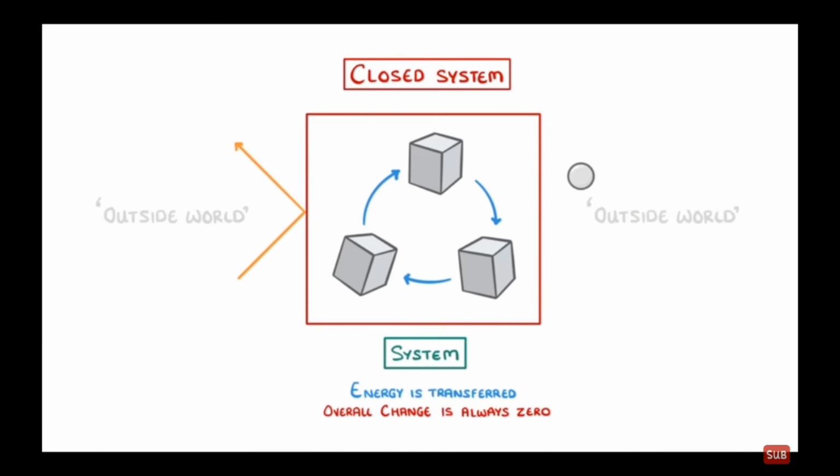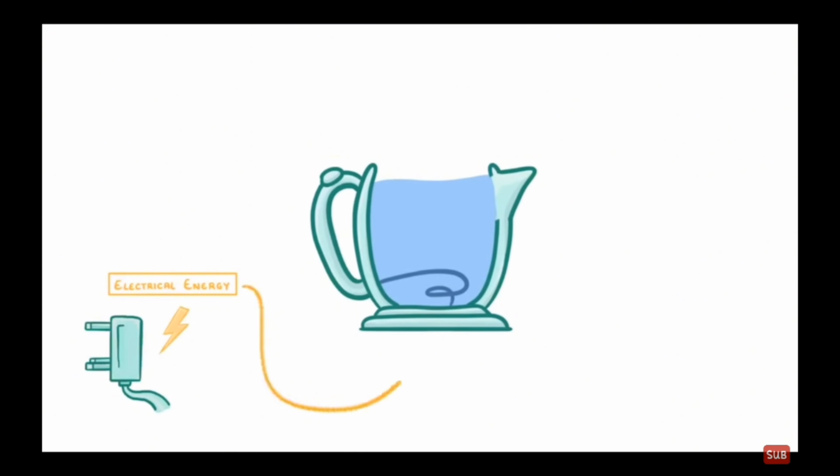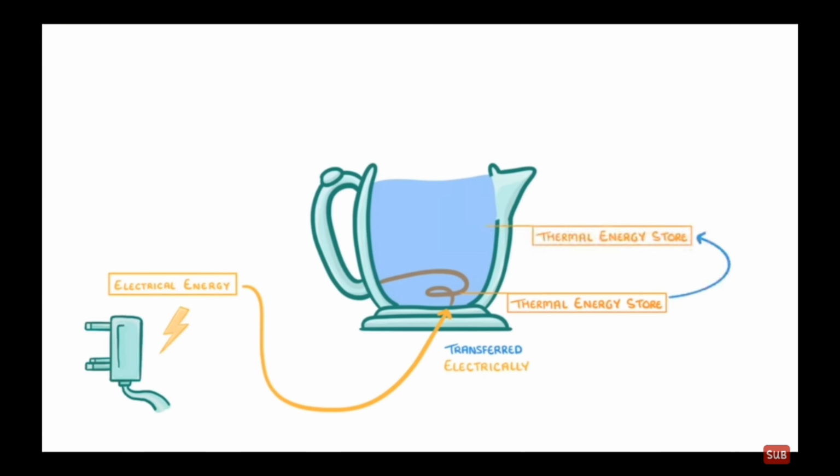To understand how this actually works in practice, let's take a look at a couple of examples. Imagine we have a kettle and we fill it with water. When we turn it on, electrical energy from the plug socket flows to the heating element of the kettle, where it's transferred electrically to the thermal energy store of the kettle's heating element, which basically means that the flow of electricity warms the metal heating element. The heating element then in turn transfers the energy over to the water's thermal energy store. And after a short while, we have a boiled kettle.